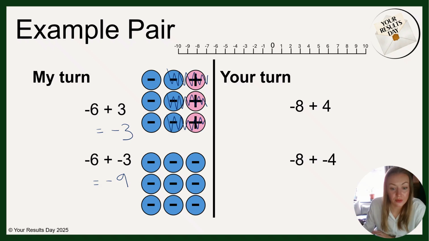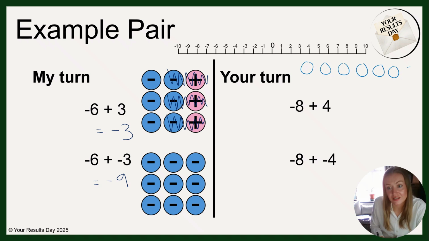Okay, so here we have got 8 negatives and I will just use my space up here. So 1, 2, 3, 4, 5, 6, 7, oh, running out of room, 8. So here are my 8 negative counters. And then I'm going to be adding in 4 positive counters, which I'll do from this side. So 1, 2, 3, 4 positive counters.